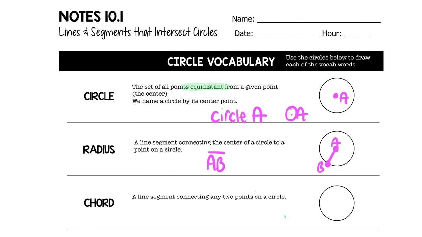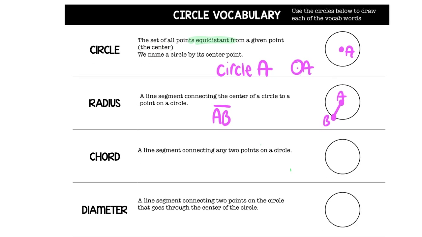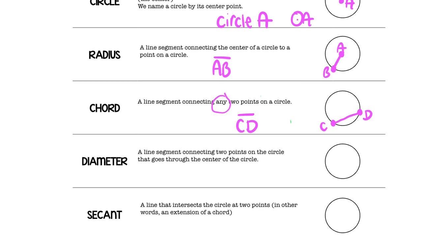The next word here is chord, probably not used quite as frequently as radius. So a chord is a line segment connecting any 2 points on the circle. So the key word here is any 2 points. It does not have to go through the center. So here, for example, would be a chord. I'm going to call that chord CD. So again, because it's a line segment, we name it just like a line segment.